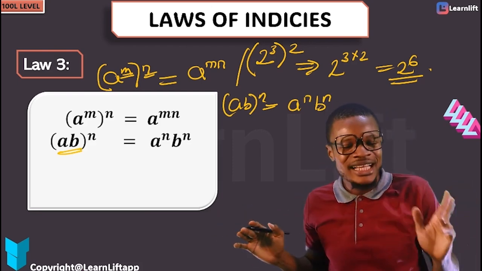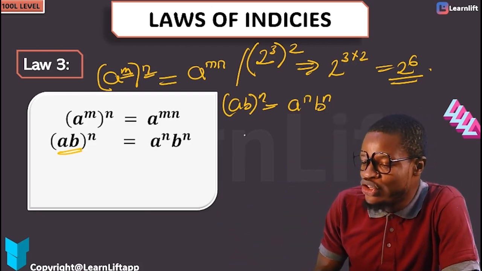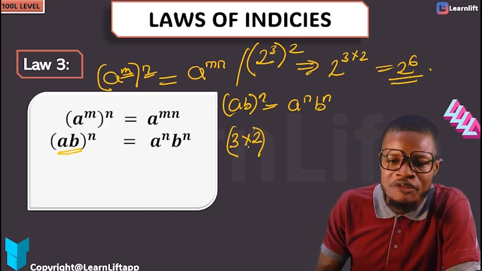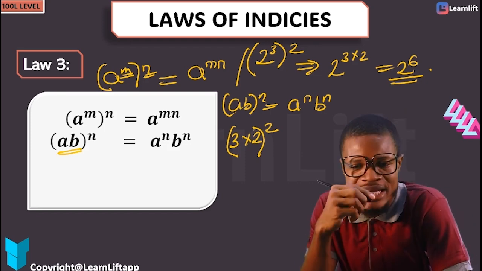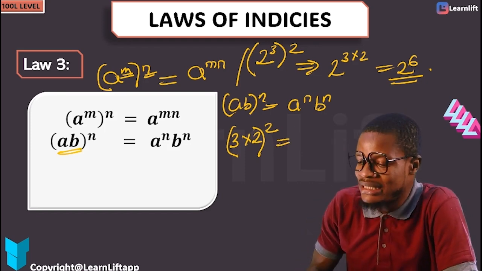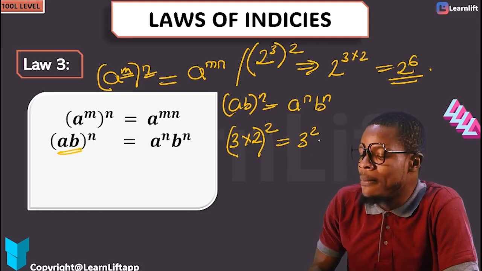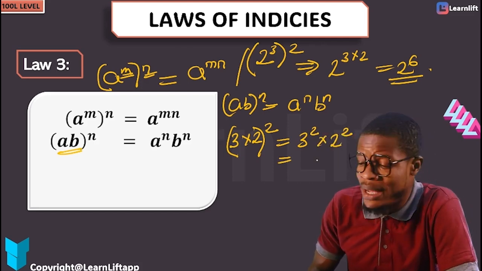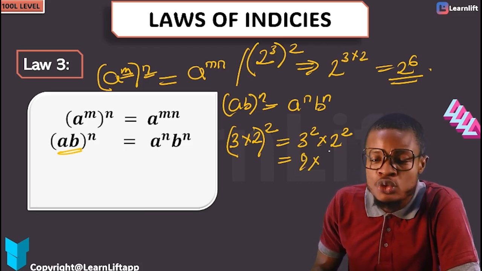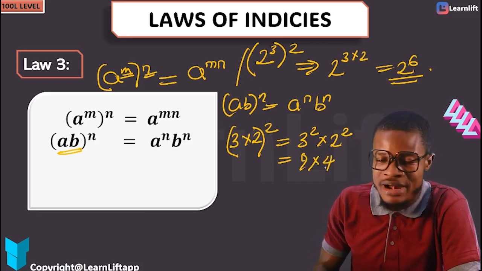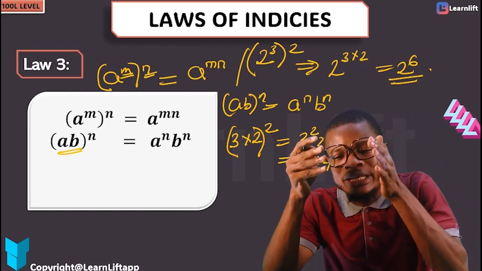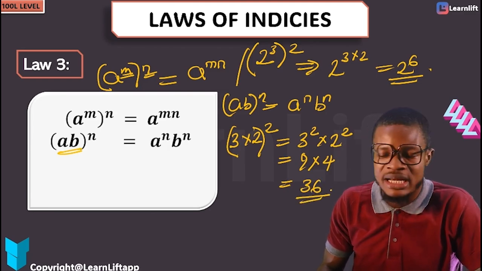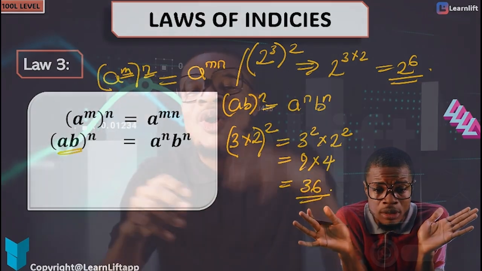Simple thing. For example, let's say we have 3 times 2, raised to the power of 2. Very fast. What is this going to give us? This is the same thing as 3 raised to the power of 2 multiplied by 2 raised to the power of 2. If you continue solving this, 3 raised to the power of 2 is 9. 9 times 2 raised to the power of 2, which is how many? 4, right? So what is 9 times 4? 9 times 4 is going to give you nothing but 36 as the final answer. So that's what you're going to have from there. Very simple.